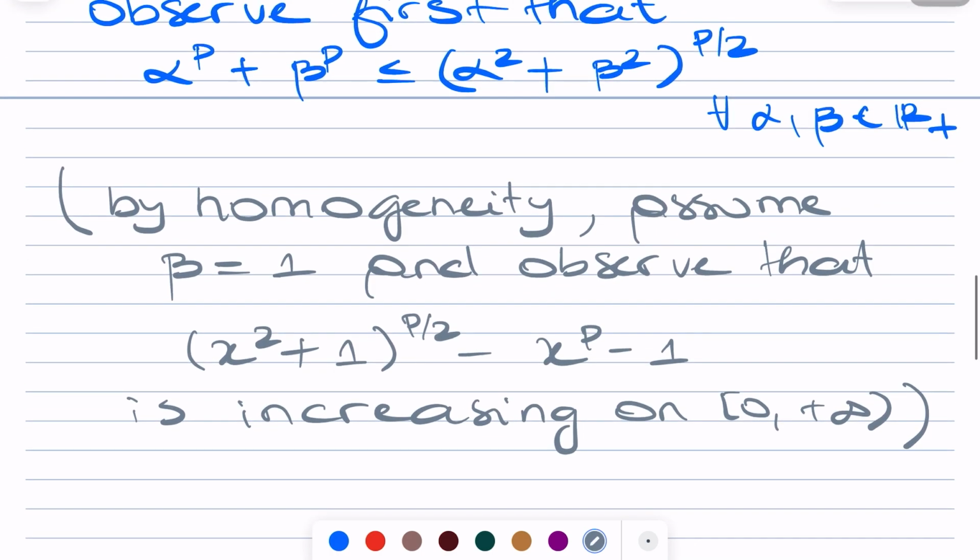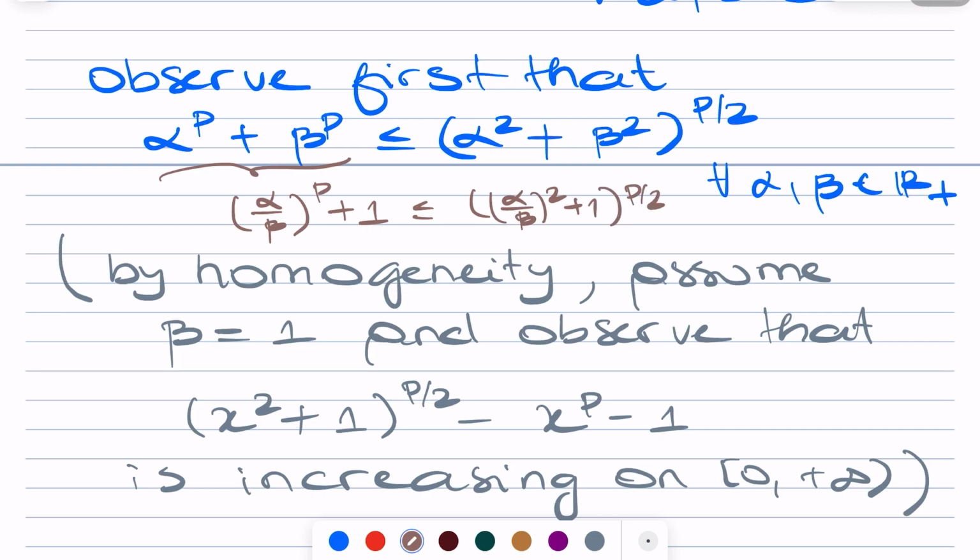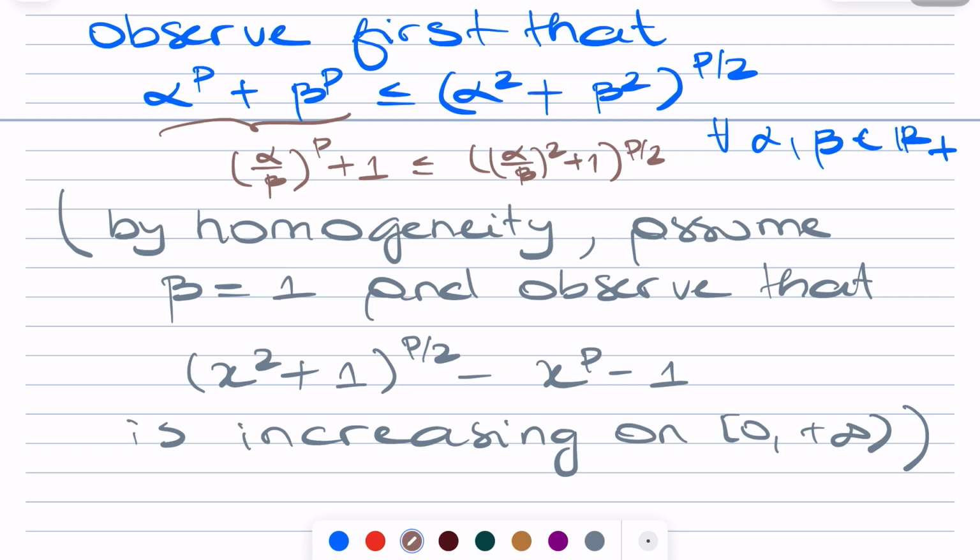So, how to see the combinatorial thing. Observe that here, if you put beta to the power p in factor, then you get something like (alpha over beta)^p plus 1. It's also equal to, here you will get exactly (alpha squared plus 1) to the power p over 2. So that is why it is enough. You can set beta to be 1 and then see that this map is actually increasing.